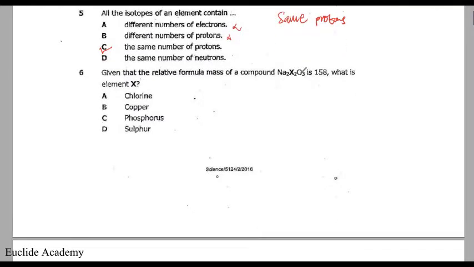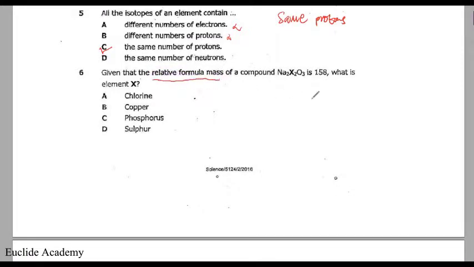Given that the relative formula mass of a compound is Na2XO3, that's not how you read it. Given that the compound is sodium, okay, that we don't know how to read X there, is 158. That is the relative formula mass of the compound. What is element X? So really, what is the relative formula mass?